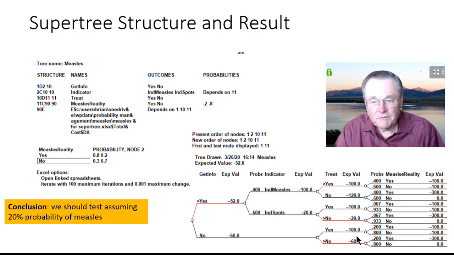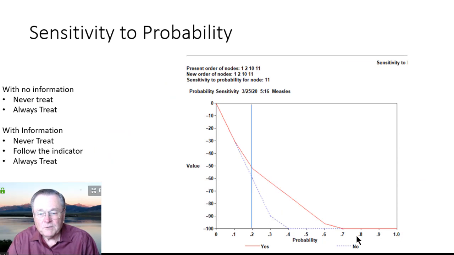But do I have different decision policies at different probabilities of measles? So what we can do is the sensitivity to probability. So down here is the probability of measles. It goes from 0% to 100%. And here's our 20% number right through here. And this y-axis is the cost. So at our 20%, we have a negative 60 if we don't treat, or if we don't get the information. And we have a 52 if we get the information.